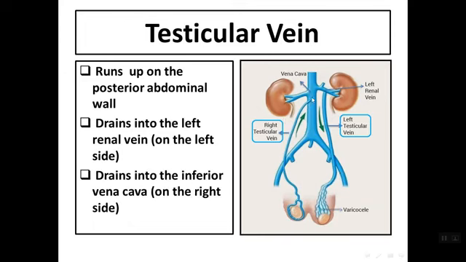This is clinically important: since the left testicular vein drains into the left renal vein, if there is a problem in the left kidney, such as a tumor, this tumor might press on or compress the left testicular vein, and it will lead to varicosity in the left testis, not like the right testis, whose vein drains directly into the inferior vena cava.